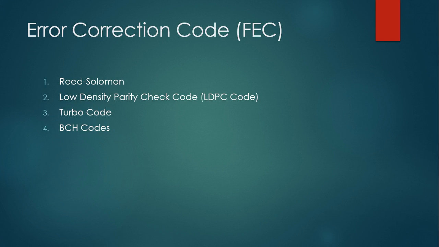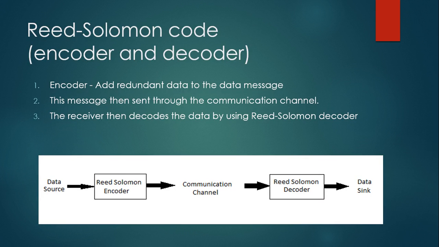So now this slide is about error correction codes, and these are also called forward error correction. And the four codes which I have discussed here are Reed-Solomon, LDPC code, turbo code, and BCH codes. So this is a Reed-Solomon encoder and decoder. In case of encoding, we add redundant data to the data message. The message is then sent through a communication channel, and the receiver decodes the data using the Reed-Solomon decoder.